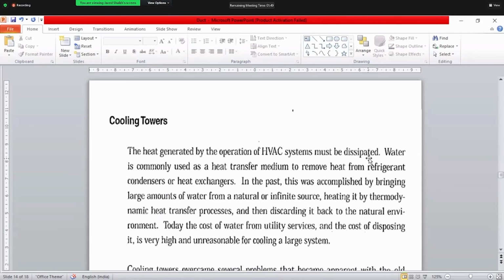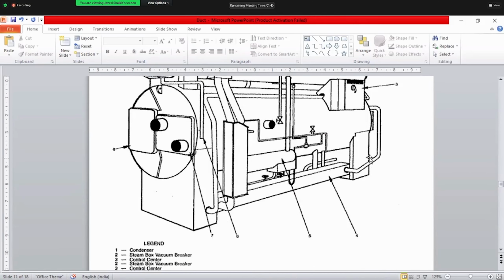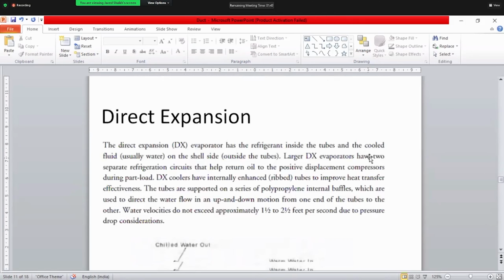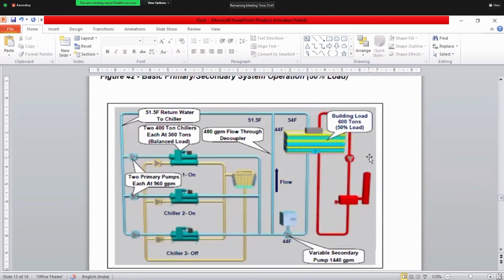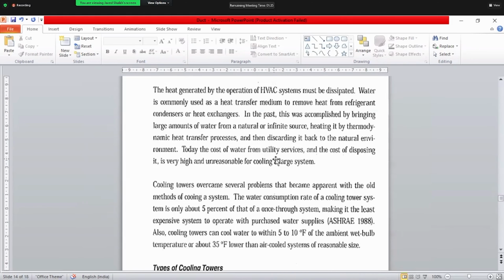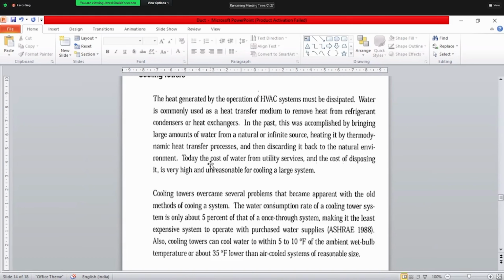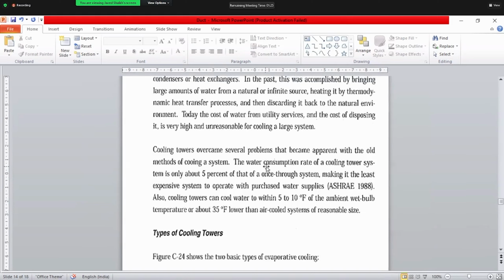So the cooling tower, what is a cooling tower? Basically in an air cooled chiller we use fans on the chiller, but in a water cooled chiller we use a cooling tower, because there are no fans in the chilled water system, so we separately provide the cooling tower. So what are the types of cooling tower?